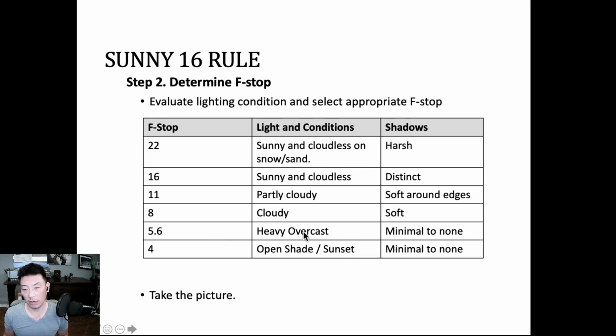So if it's heavy overcast, the shadows are going to be minimal to none, and then you'd be at f5.6, you take the picture. If you're in what's called an open shade situation, or it's during sunset, and again, the sun's behind you, that would be an f4. You take the picture.